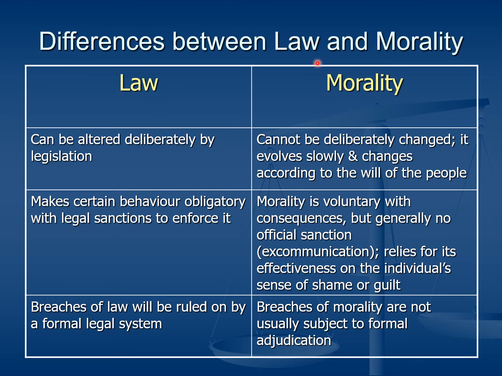So on this table here, you can see that I've tried to summarise the key differences between a law and morality. With law, a law can be altered deliberately by legislation. So the government can change a law overnight if it wants to. So recently the government has decided that XL bullies are going to be a banned breed of dogs under the Dangerous Dogs Act. And that's going to change in January. And that law is being deliberately changed by an Act of Parliament.